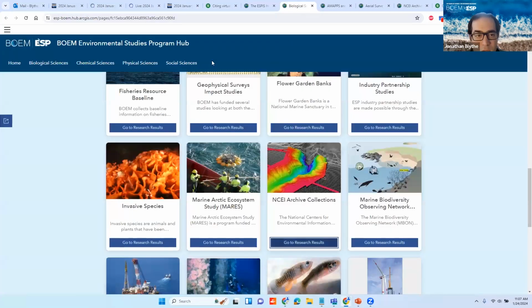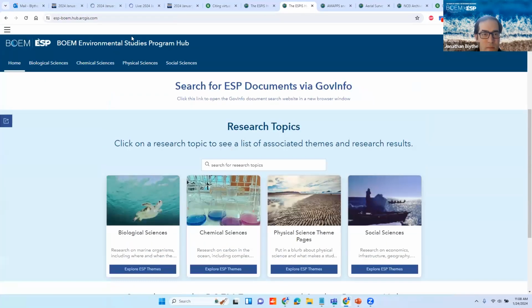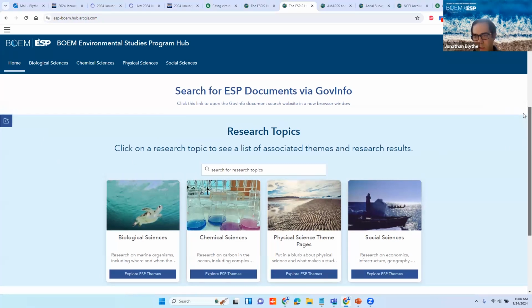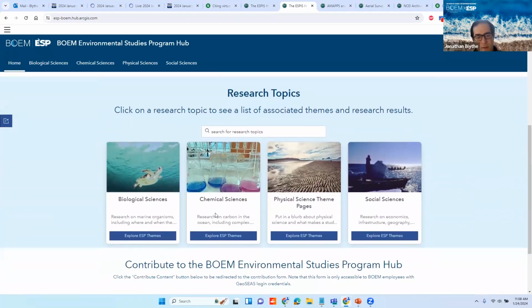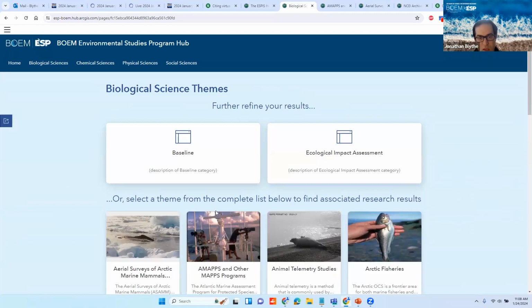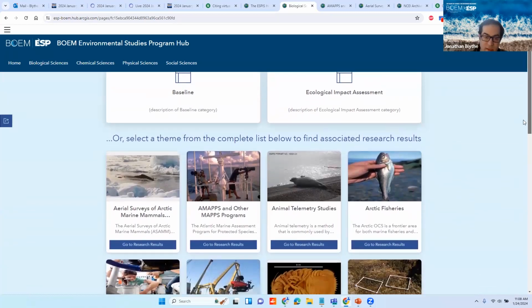Here's the ESP Hub. That's the same screen that you saw the screenshot of, and you're funneled through these research topics. So you start with its description, research topics. I'll pick biological sciences a lot. Most of our research is in the biological sciences. Hopefully that's a term that all of our users would be familiar with and can navigate to.